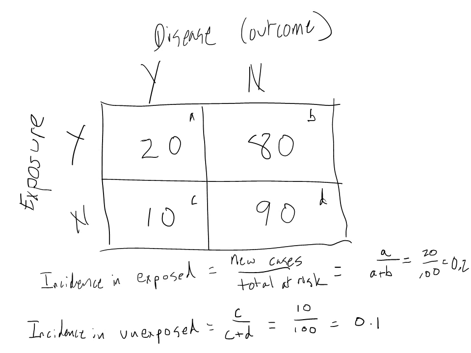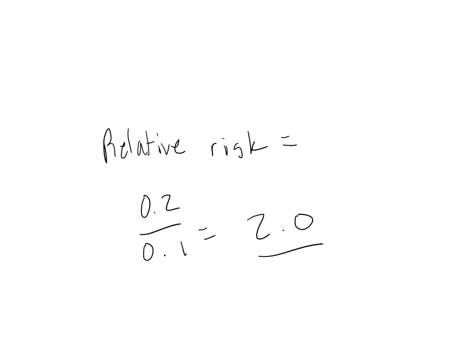Incidence in the unexposed is the number with disease in the unexposed divided by the total unexposed, or C divided by C plus D. In this case, incidence in the unexposed is 0.1. Our relative risk is the ratio of these two incidences. When divided, we get a relative risk of 2.0.